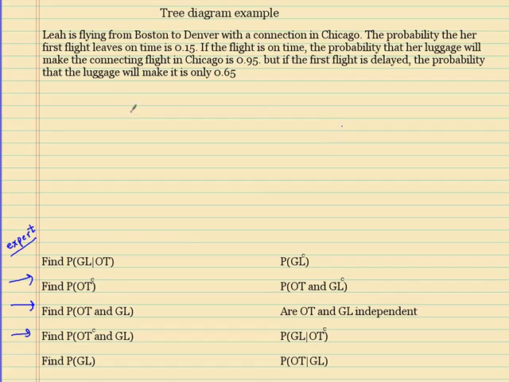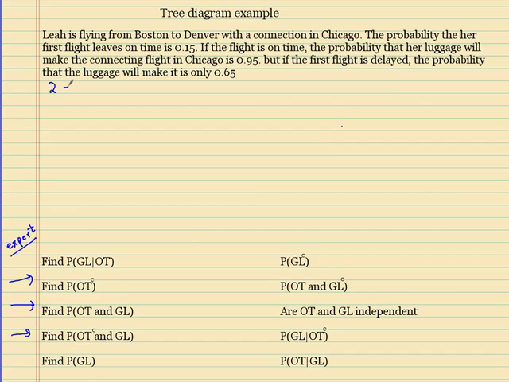So first of all, let's talk about the problem. Leah is flying from Boston to Denver with a connection in Chicago. The probability that her first flight leaves on time is 15%. If the flight is on time, the probability that her luggage will make the connecting flight is 95%. But if the first flight is delayed, the probability that the luggage will make it is only 0.65%. So if that first flight's on time, she has a pretty good chance of getting her luggage. But if that first flight is not on time, then the chance that she doesn't get her luggage is pretty high. So let's talk about events.